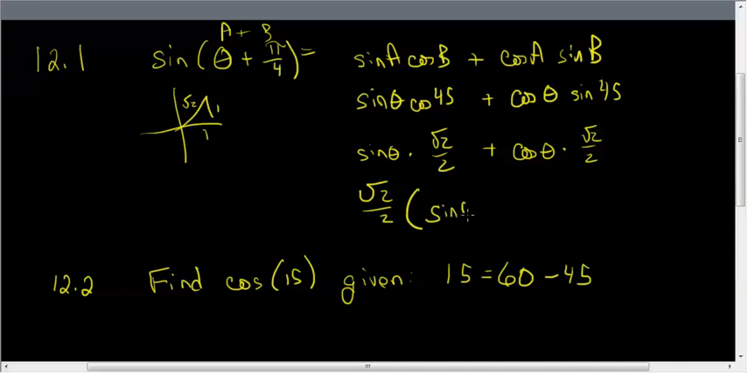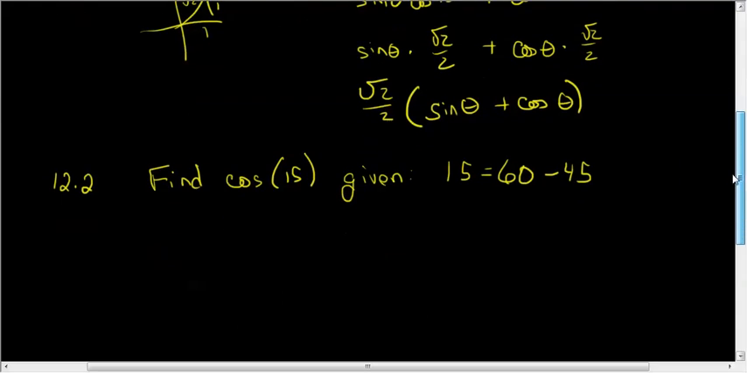Parenthesis sine theta plus cosine theta. All right, so very quickly, shifting a sine wave 45 degrees to the left, remember subtract the shift, is the same as taking square root of 2 over 2 times sine theta plus cosine theta. All right, so that's sine of A plus B.